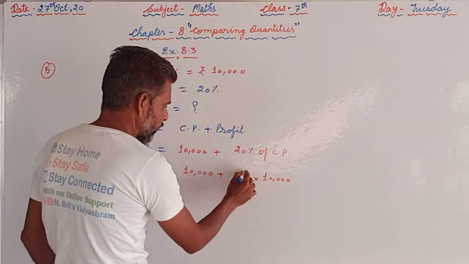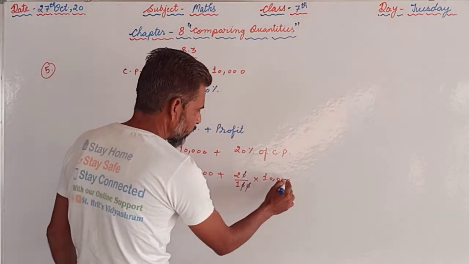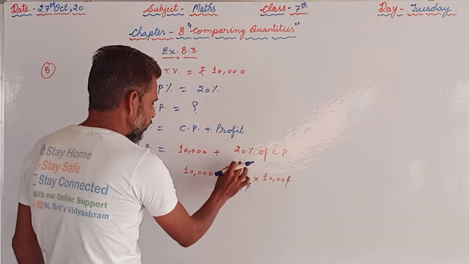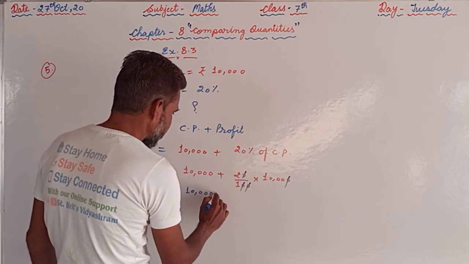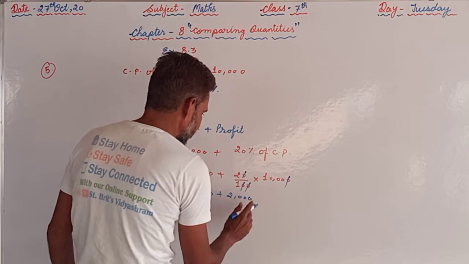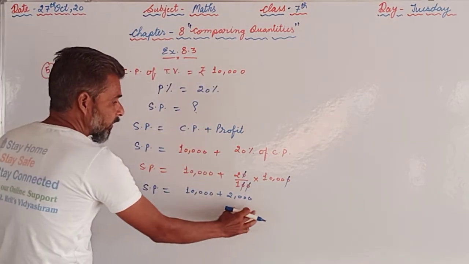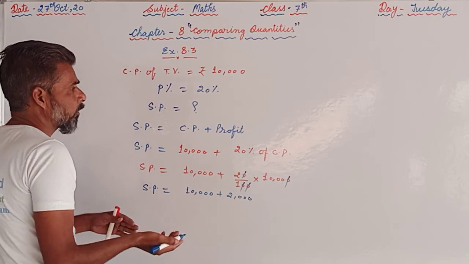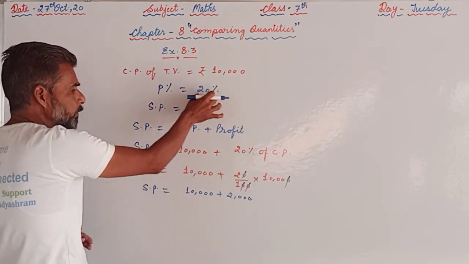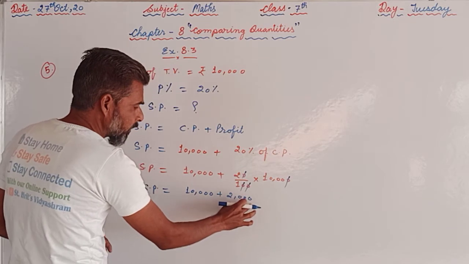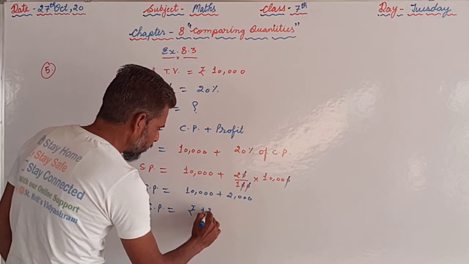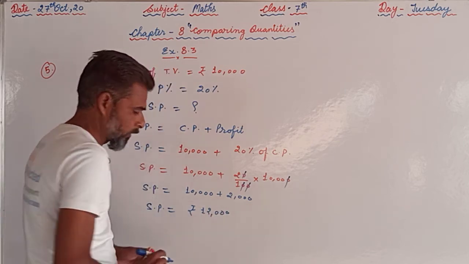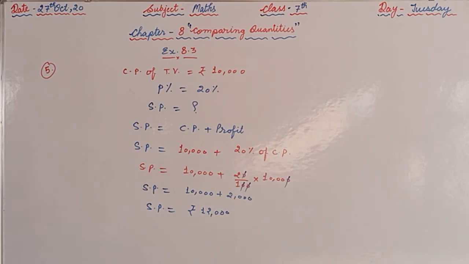10,000. So from 10 we cancel out 10 and from this 10 we cancel out 10. So that is 1000 into 2, 2000. So the selling price will be 10,000 plus 2,000. 10,000 is CP and 2,000 is the profit, and the profit is 20%. From the 20% only we have calculated that the profit will be 2,000. So SP will be rupees 12,000. So like this we can proceed with such types of questions.